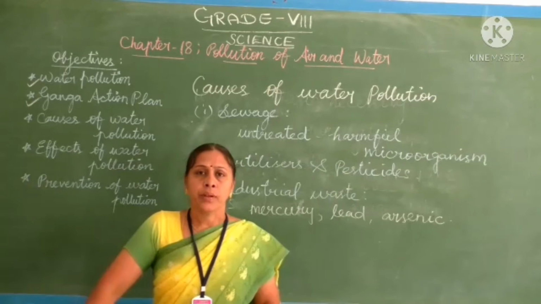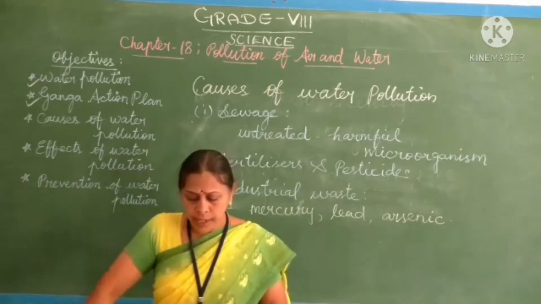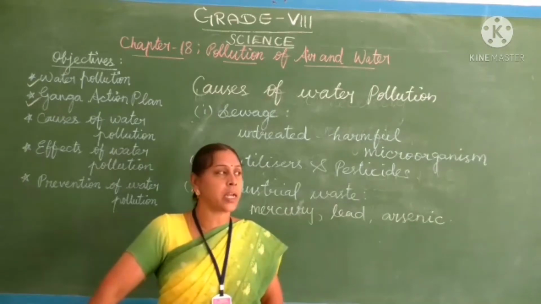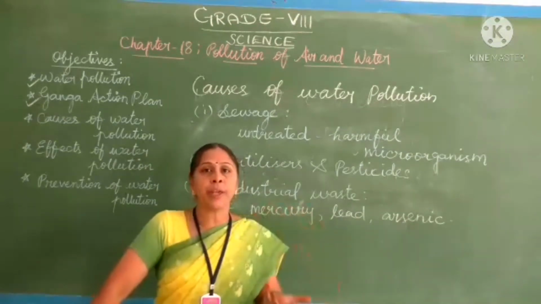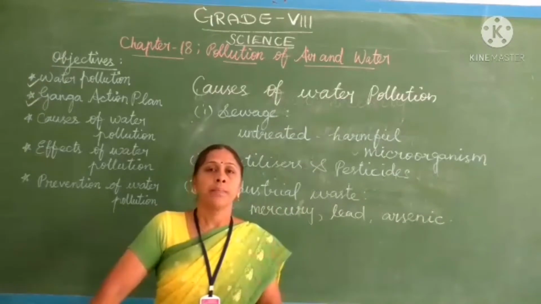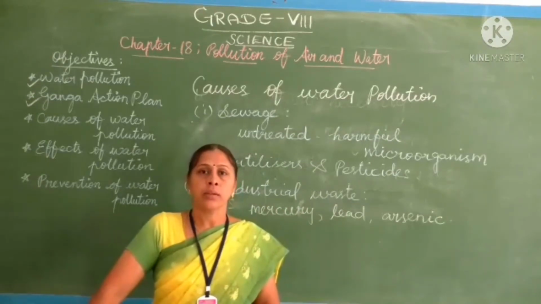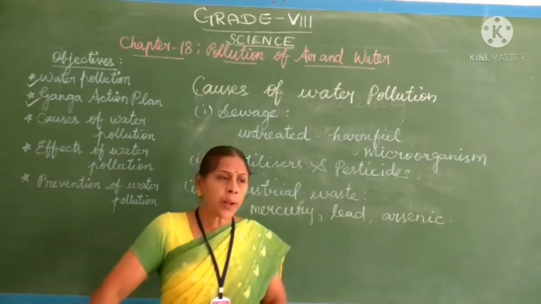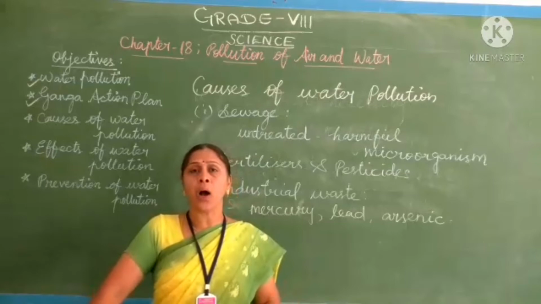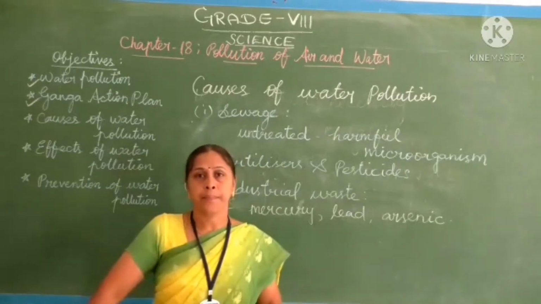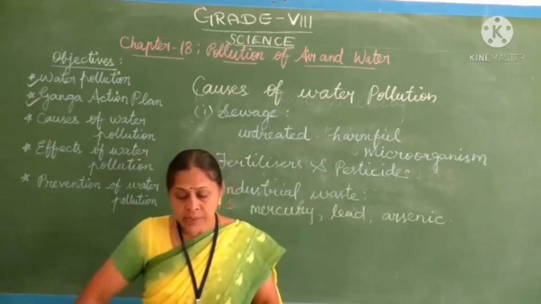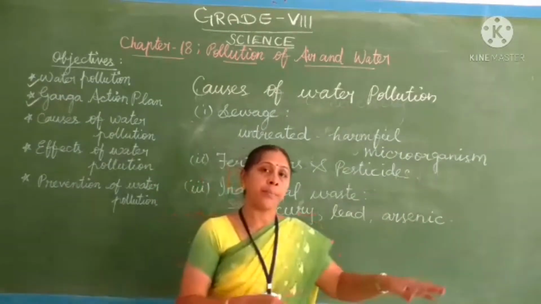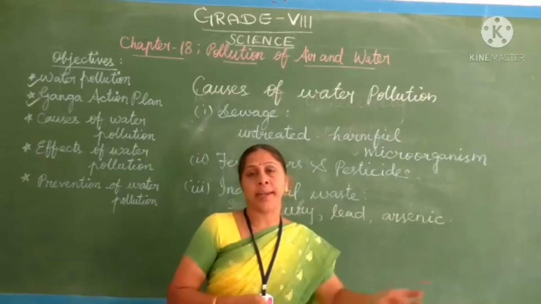Then not only the leather industry, textile industries. In textile industries, various dyes will be used for coloring the cloth, dyeing the cloth in different colors. Those are all chemicals. So from that the wastewaters will be coming out with the chemicals. And these will pollute the water bodies if it is mixed with the water untreated.